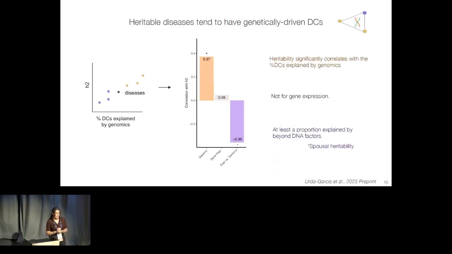However, what we do find is that these genetic diseases, even though they do not tend to co-occur with each other, tend to have genetically driven co-occurrences. And this is true for heritable diseases when they link with other heritable diseases, but also when they link with diseases that are not highly heritable. The way in which we reached this conclusion is by computing the correlation between disease heritability and the proportion of co-occurrences that are explained by genomics. As you can see, when we do this for genomics, we see a significant positive correlation. However, this is not the case for gene expression.